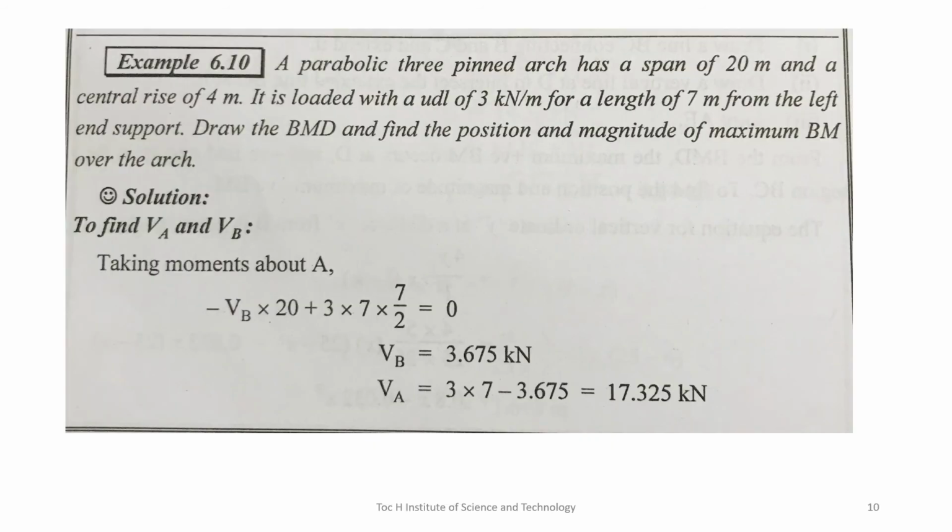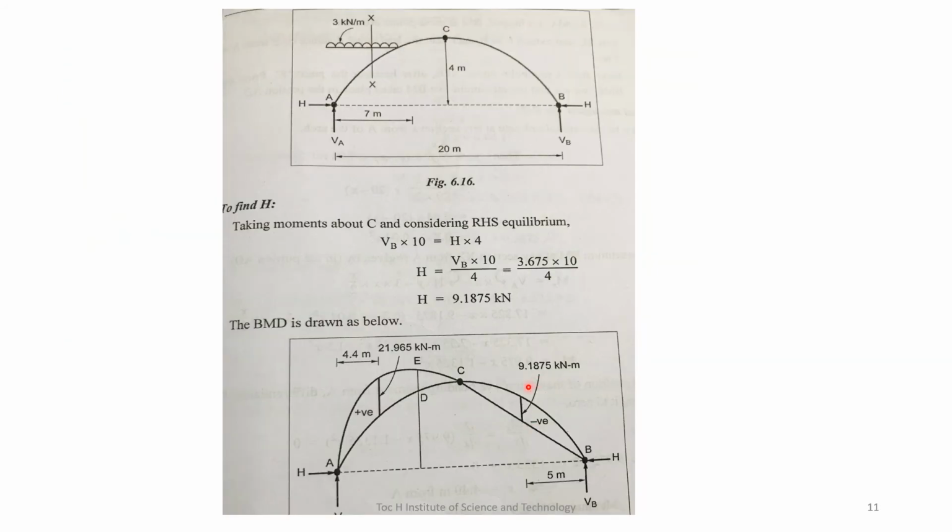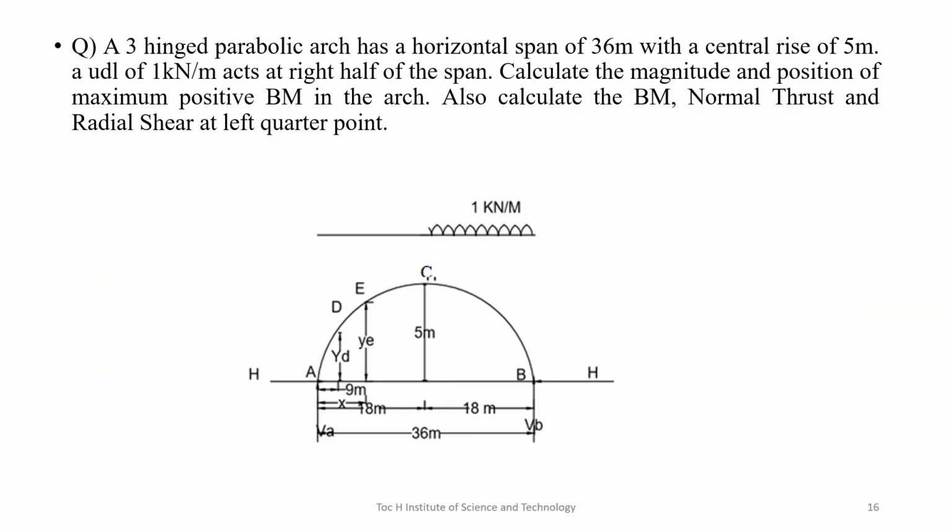Look into the question. It is given that this arch is loaded with a UDL of 3 kilonewton per meter for a length of 7 meters. From here you can see it is minus 9.1875 kilonewton meter, since it is negative. Okay, so this is the bending moment diagram for the arch. Hope you all understood. Now the loads are acting in between A and D.